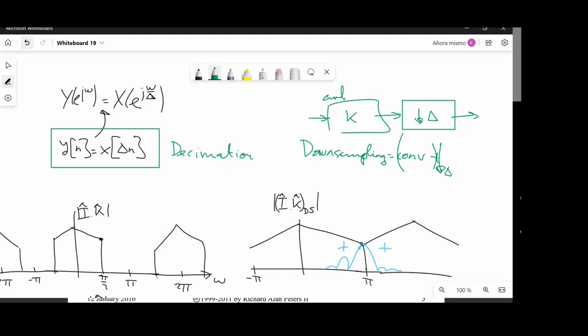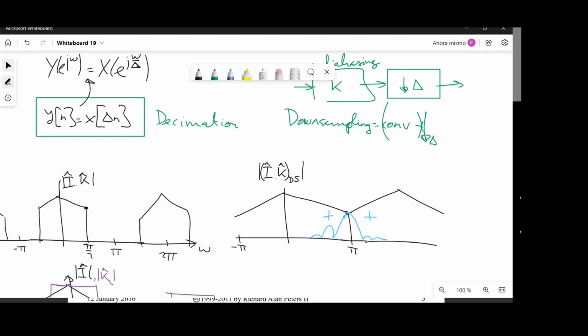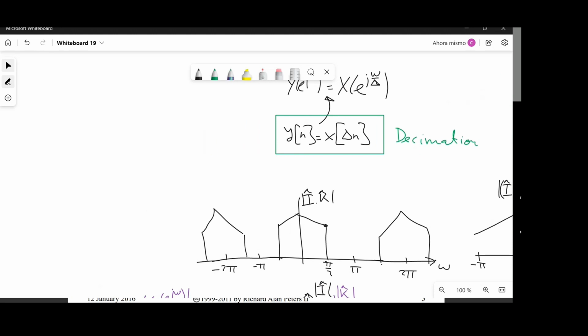And now you understand why. Because I know that the spectrum will expand when I do the downsampling. So first, before expanding it, I have to make sure that it is zero at high frequencies. So I first filter and then I do the downsampling, then decimation. Okay. This is decimation, but what is the opposite of that?